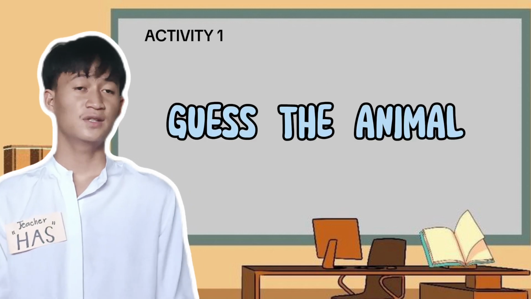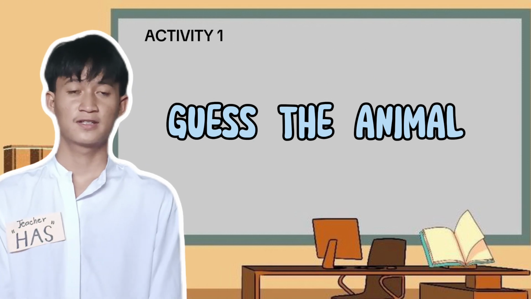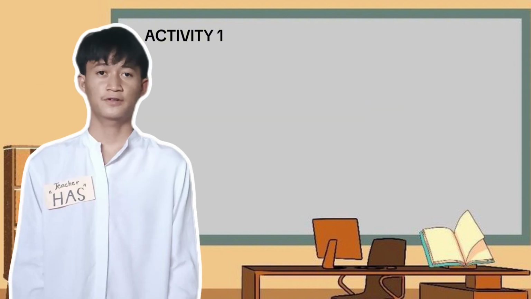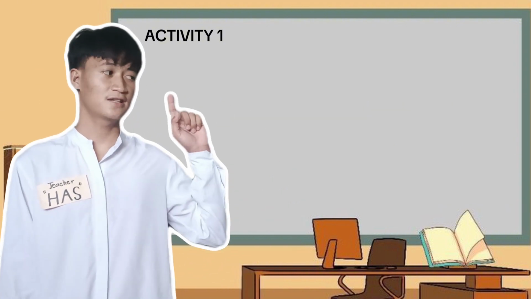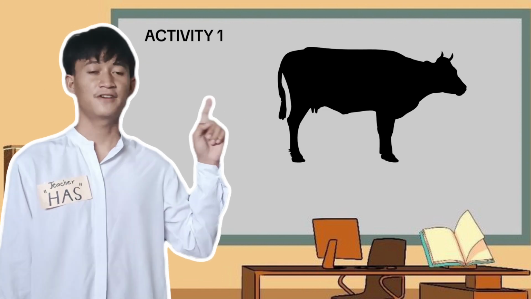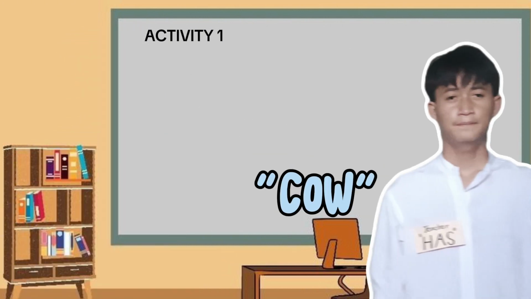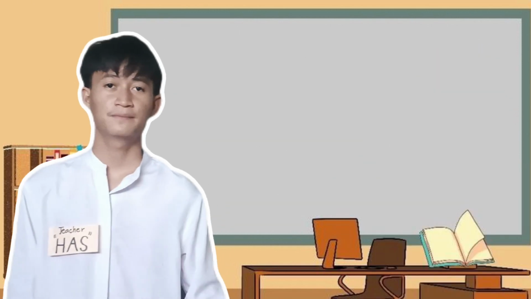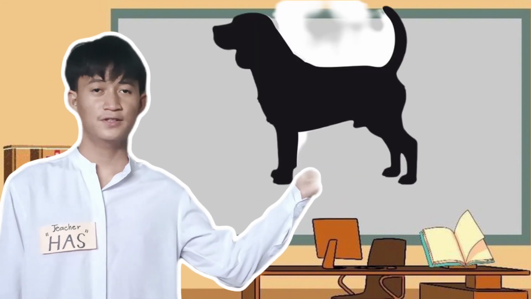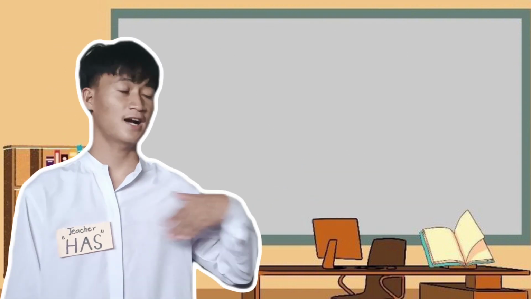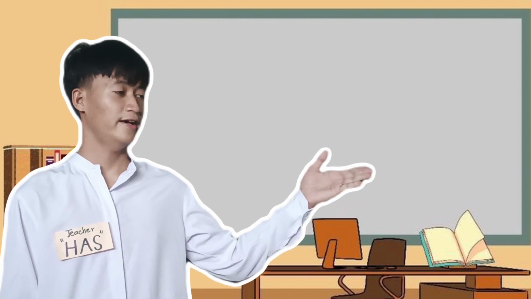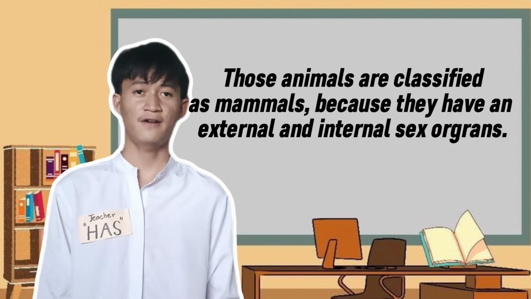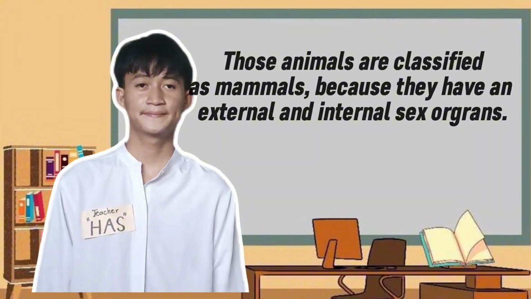In this activity, you need to guess what animal is in the picture. Are you ready, my dear students? Alright, let's begin. For the first picture, guess what animal this is? Very good. It's a cow. Picture number 2. Good job. It's a goat. Picture number 3. Very good. It's a dog. So we have a cow, goat, dog, and a cat. Those animals are classified as mammals because they have external and internal sex organs.